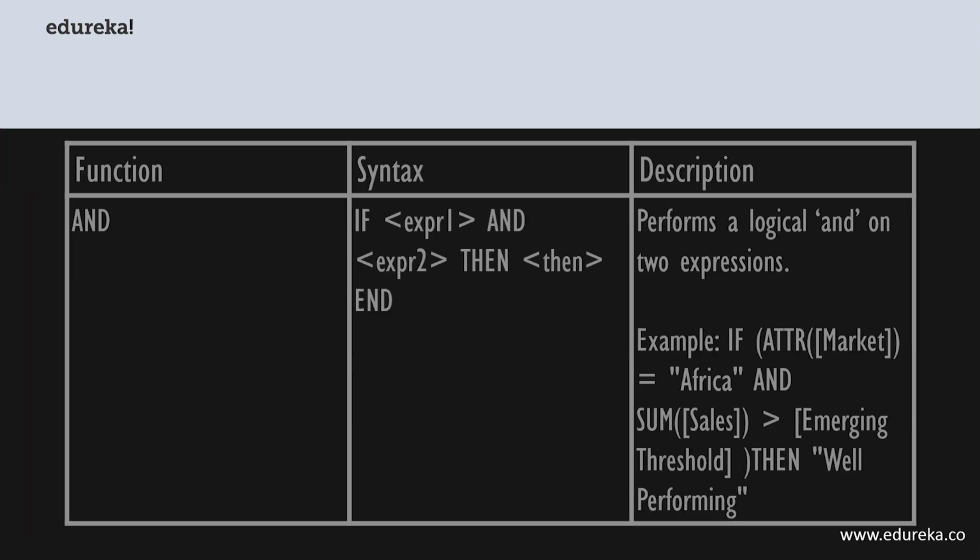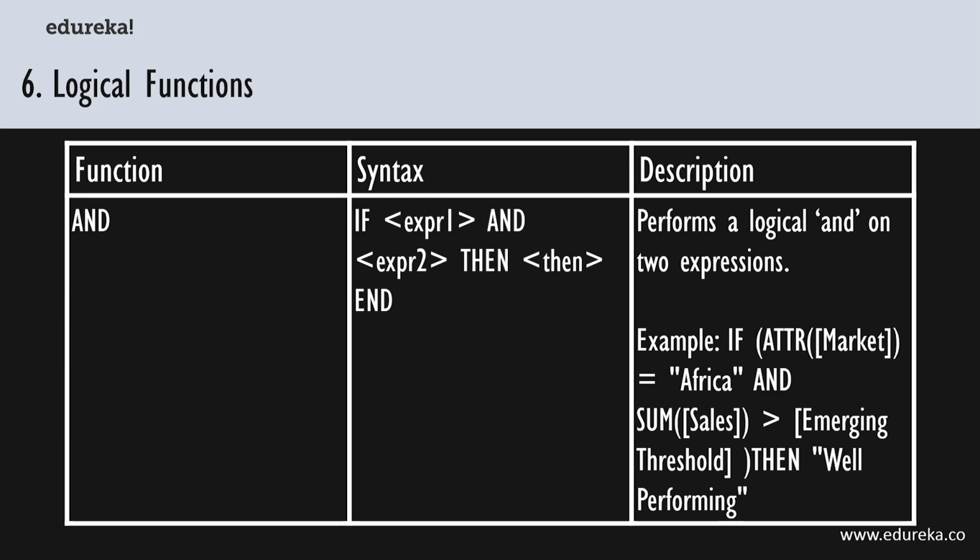So first of all, the AND function. Basically this performs a logical conjunction of the two expressions. So it's the logical AND. If you look at the given example, it says if your market equals Africa and the sum of sales are both greater than the emerging threshold, then it should give the output well performing. Notice how both of these conditions have to be true for Tableau to give you an output of well performing. That is what a logical AND does. For logical AND to work, both of the conditions need to be true.